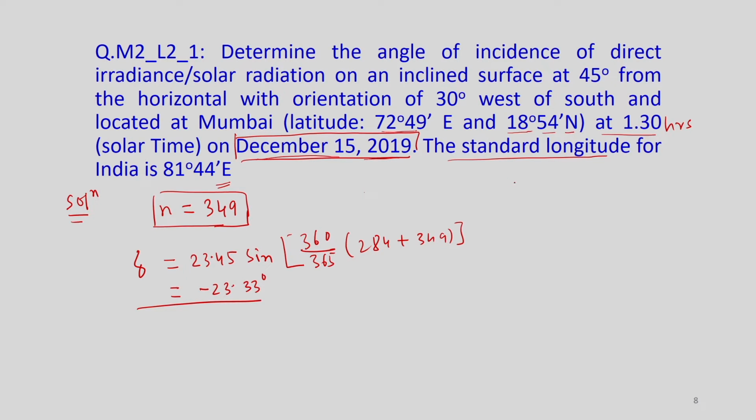Also we need phi. Okay. What is latitude? So, latitude is given as 18 degree 54 minute. Then 18 degree plus 54 by 60, because we need to convert it to degrees. Then this phi will be, as per my calculation, 18.9 degrees. Okay.